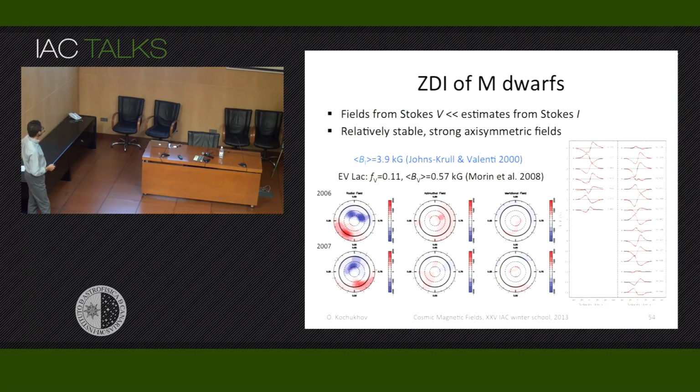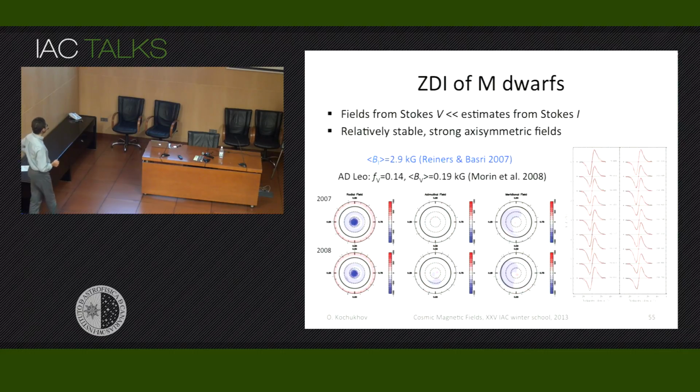This star is actually unusual in showing a lot of variability in Stokes V and a non-axisymmetric field. The more typical situation is like this. The field is almost axisymmetric, with little variability in Stokes V, but still you see very clear signatures. And still there is this discrepancy between the mean field inferred from V and from I.